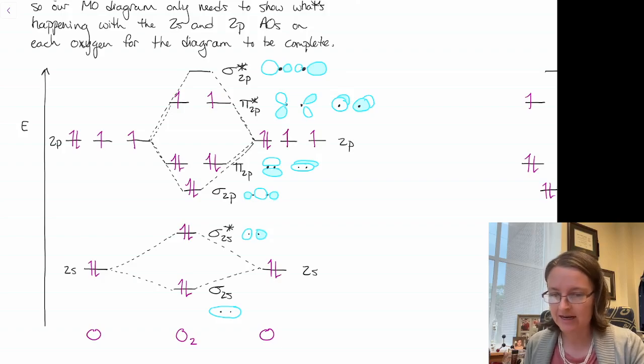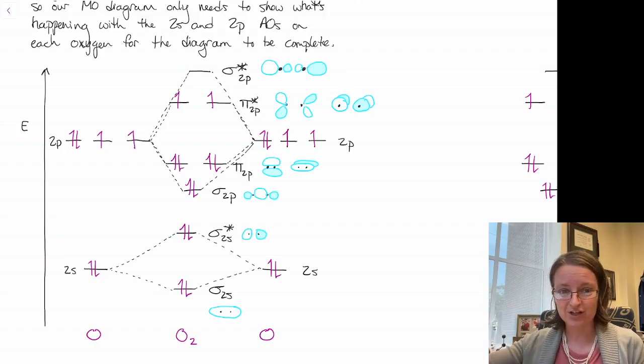Okay, and then last but not least, there are a few things that are just as true of MO diagrams as they are of atomic orbital diagrams. Namely, each orbital in a molecular orbital diagram can hold 2 electrons, so the Pauli exclusion principle is still true. We still fill the electrons bottom to top, lowest energy to highest energy, so the Aufbau principle is still true.